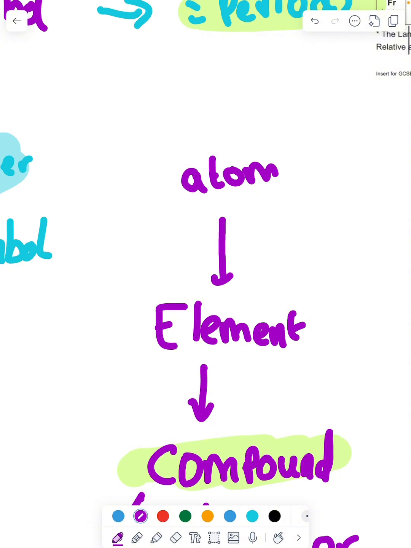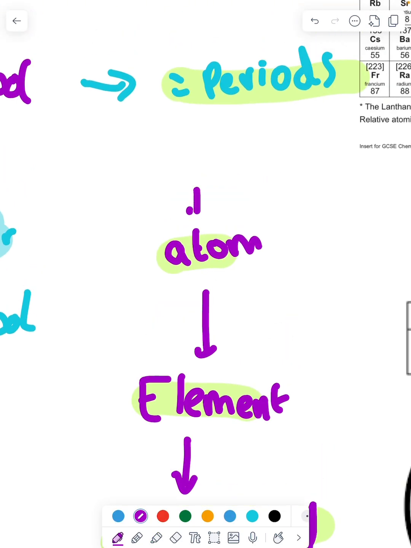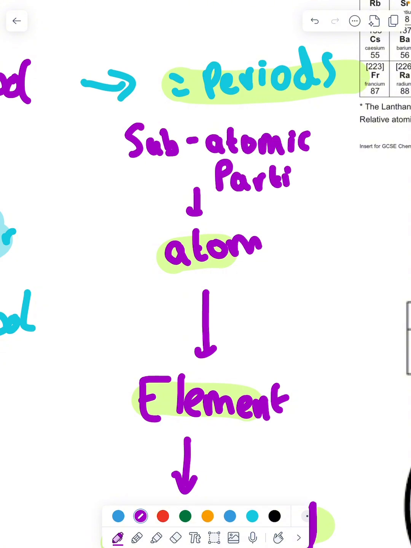But now, what are atoms made out of? And again, you can see here how it's going in order of size. An atom makes up an element. Elements make up compounds. Now, atoms are made out of what we call subatomic particles.